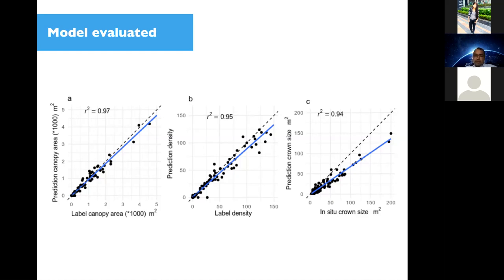In those areas we predicted using our models, and we had a very high correlation with the prediction with the human annotation. So the prediction of our models had very high correlation with the human annotation. But that was not it.